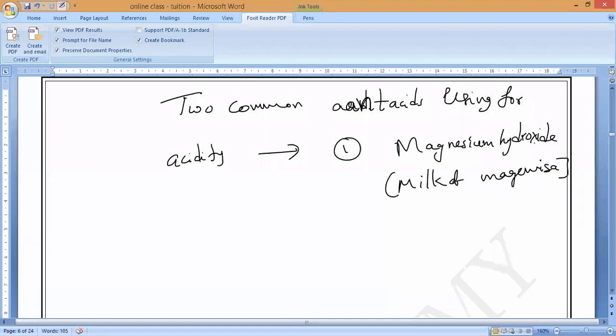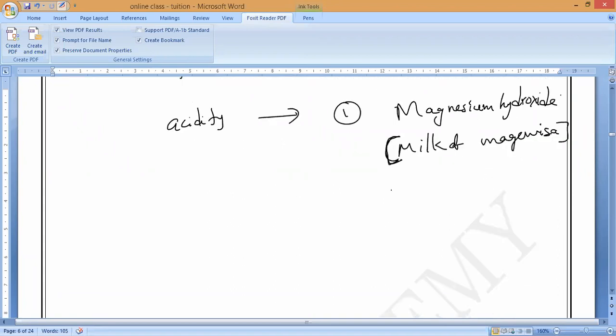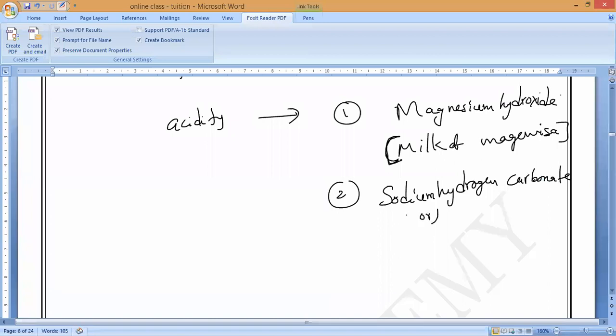Milk of magnesia is a mixture of magnesium hydroxide and water. That is a mixture actually. The second one is sodium hydrogen carbonate, also called sodium bicarbonate, NaHCO3.